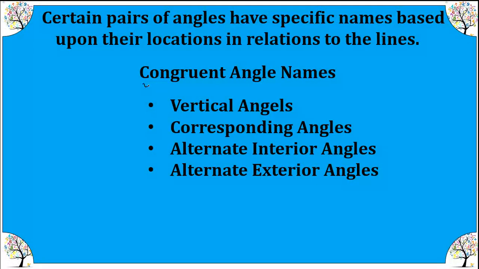Now let's talk about the relationship of congruent angles. There are certain pairs of angles that have specific names based on their location. And again, like I said earlier, the relationship is either going to be that they are congruent or supplementary. So let's just focus on the angle pairs that are congruent. They have the same measurement. So 4 special names, we have vertical angles, corresponding angles, alternate interior angles, and alternate exterior angles. So let's take a look at each of these in our diagram.